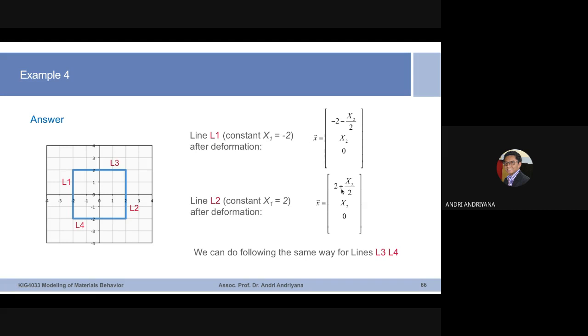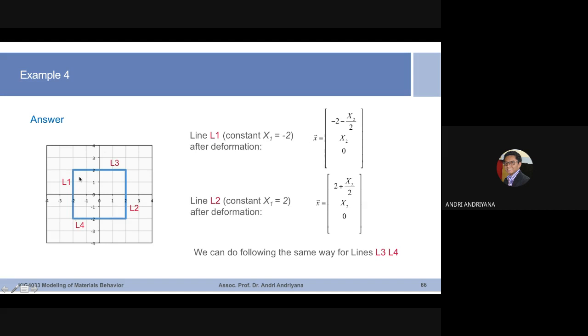Okay, so we can do exactly the same thing for line number 3 and line number 4, noting that for line number 3, we have x2 equal to 2, while for line number 4, x2 equal to -2. We do exactly the same thing, then we can get the vector for each of the lines. So once we have the equation for the vector, of course, we now need to determine the positions of the corners, because the corners will determine the shape.